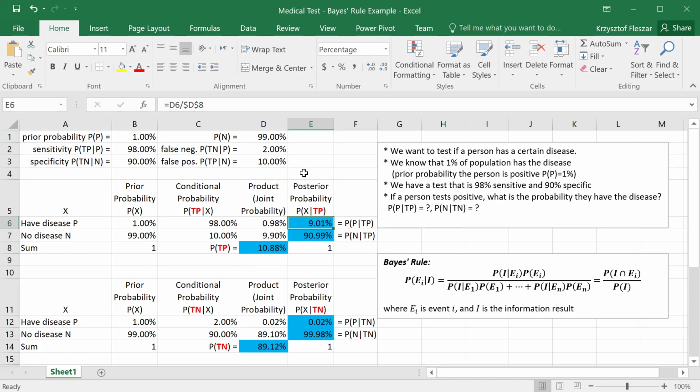However, let's say you're a doctor examining the patient, and you find out they have symptoms that indicate it might be the disease. It might be several other problems that the patient has, but it might also be this disease, and maybe your prior probability, because of these other symptoms, is now 20%. If this is 20%, look what happens. This table automatically updates. It's still this test that has only 98% sensitivity and 90% specificity, but after the test, your probability that the person has the disease is 71%, much higher.